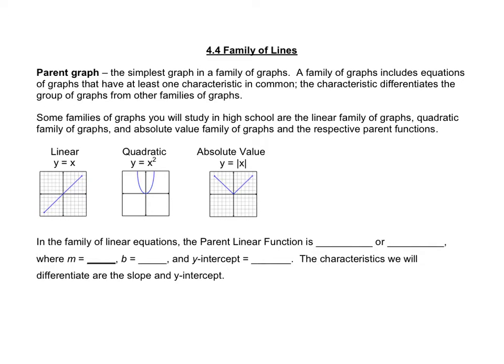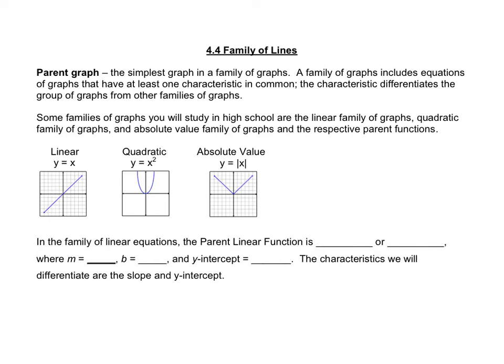This is the quadratic function. So anytime you see y equals x squared, it will be a parabola that looks like this. And then this is the absolute value function, so y equals the absolute value of x, and you will get a graph that looks like that in some form or another.